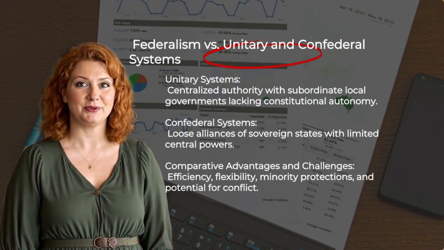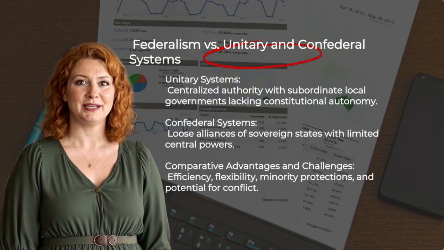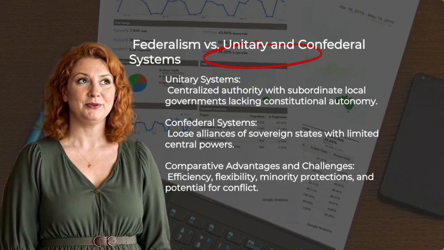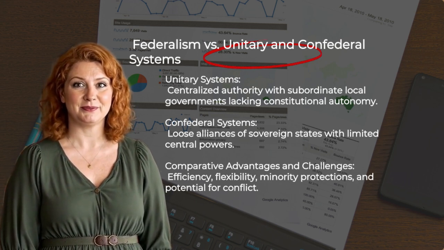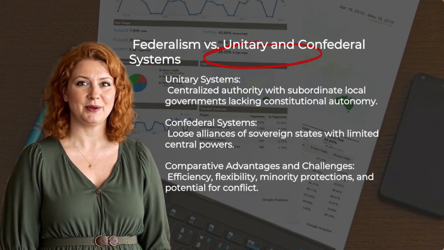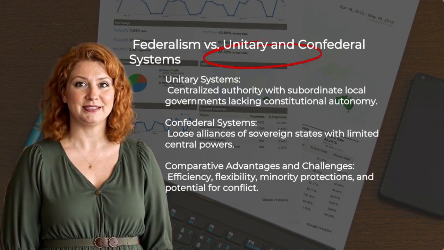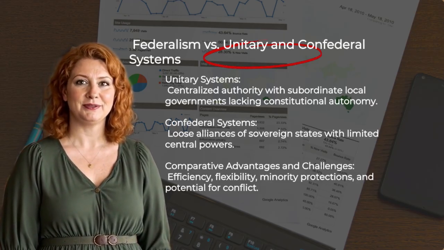5. Federalism versus unitary and confederal systems. Unitary systems, centralized authority with subordinate local governments lacking constitutional autonomy. Confederal systems, loose alliances of sovereign states with limited central powers. Comparative advantages and challenges. Efficiency, flexibility, minority protections, and potential for conflict.